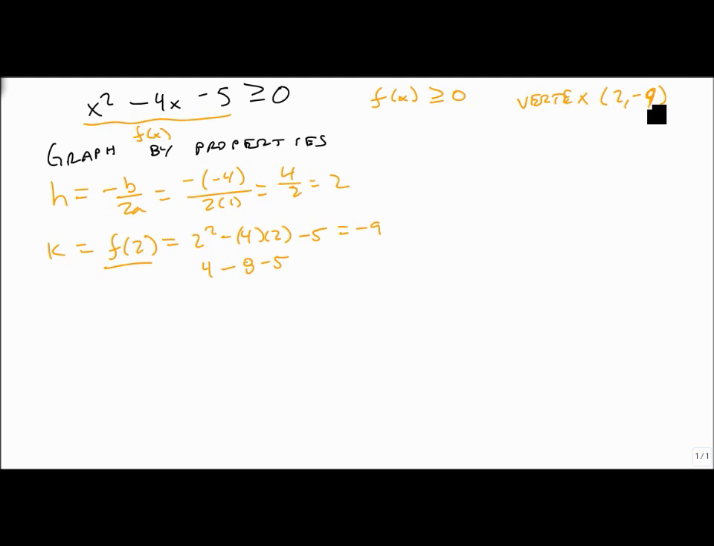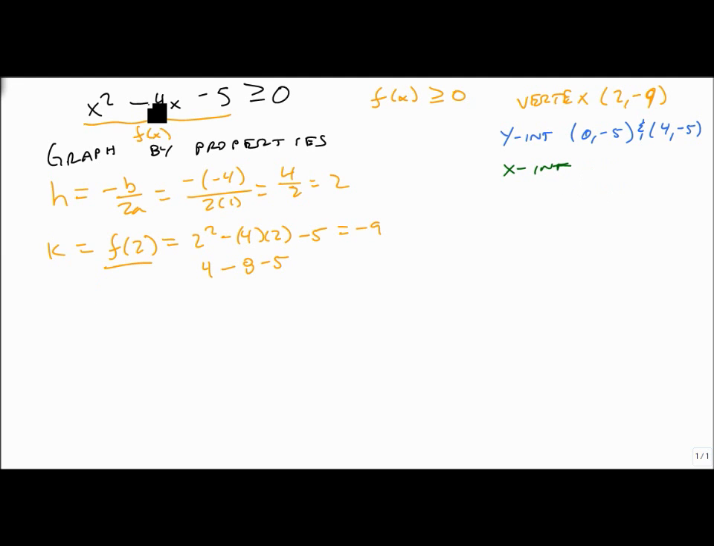So my vertex is at (2, -9). Okay. Now we need to find our y-intercept. And our y-intercept is going to be at (0, -5). And its mirror value is going to be at (4, -5), because that's as far away from 2 as 0 is. So we just take that and double it to get that. Now this is important. We really need our x-intercepts. And I'll explain that once we have the graph.